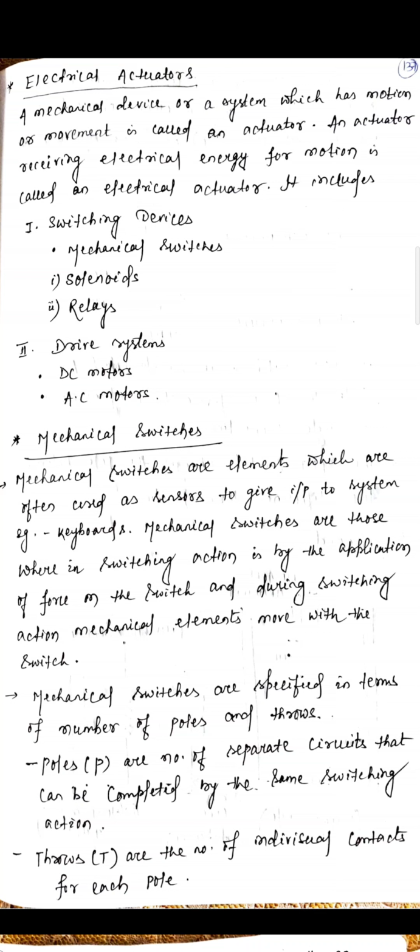It consists of two parts. One is the switching devices or switching circuits, and another one is the drive system. In switching devices we have mechanical switches, solenoids and relays, and in drive systems that is DC motor and AC motor. Okay, let's see one by one.